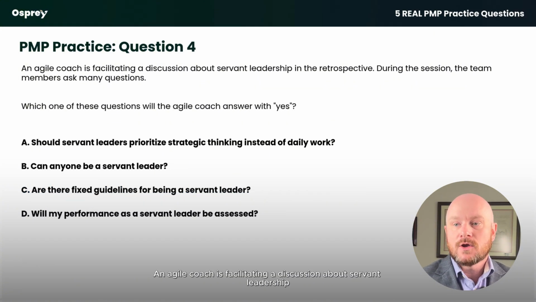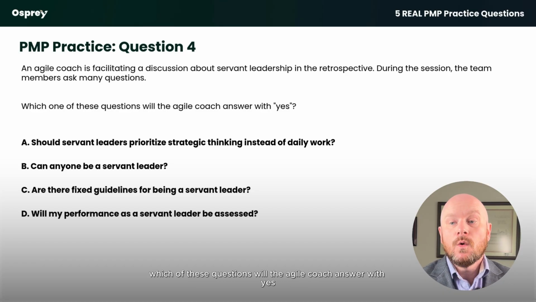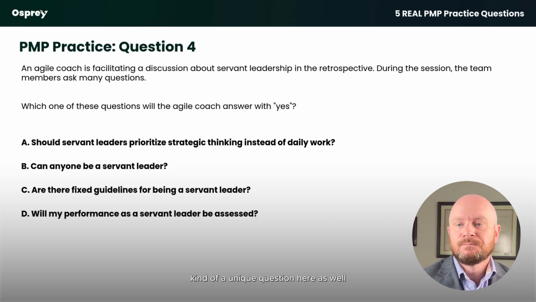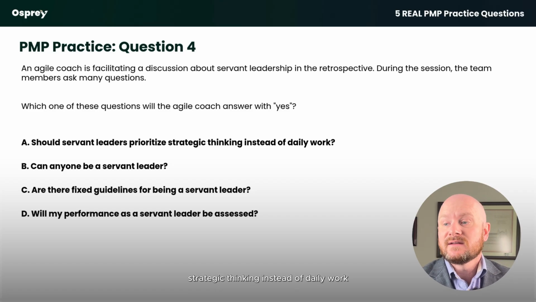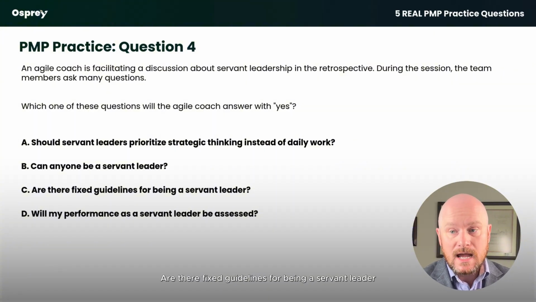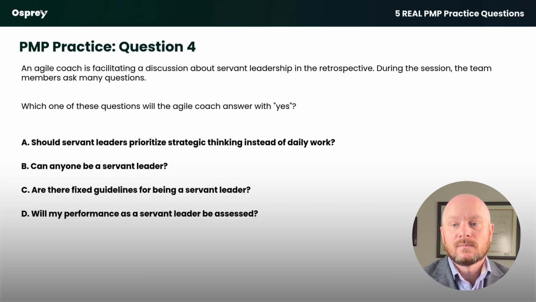An Agile coach is facilitating a discussion about servant leadership in a retrospective. During the session, the team members ask many questions. Which of these questions will the Agile coach answer with yes? Kind of a unique question here as well. Should servant leaders prioritize strategic thinking instead of daily work? Can anyone be a servant leader? Are there fixed guidelines for being a servant leader? And will my performance as a servant leader be assessed?